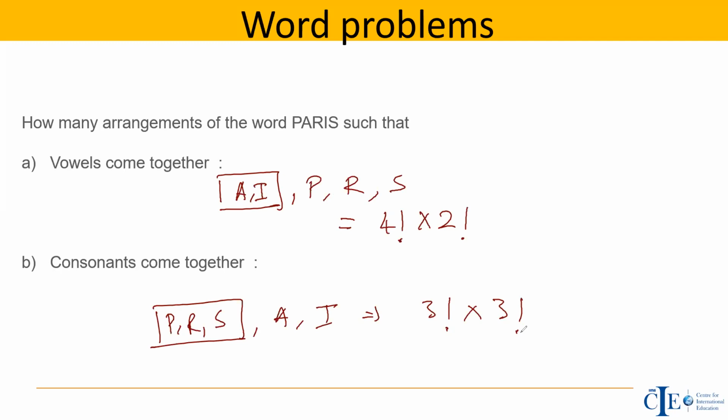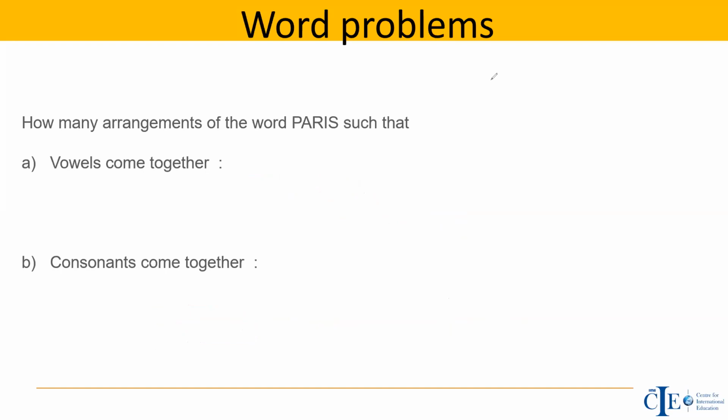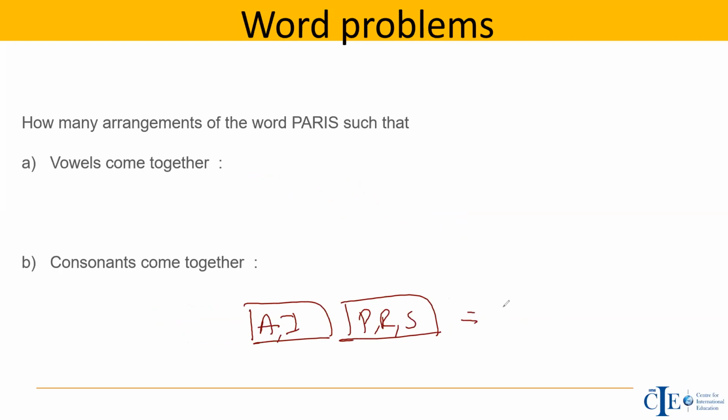If I want both consonants and vowels both together, then what would be the answer? All the vowels are together and all the consonants are together. Then, quick. Then what will be the answer? So I'm going to have one group of vowels, AI, and one of the consonants, P, R and S. So that's going to be 2 factorial into 2 factorial into 3 factorial.